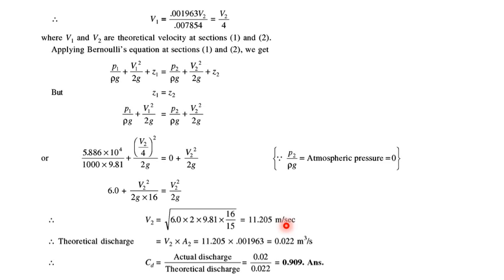So now the theoretical discharge can be A2 into V2, and it is 0.022 meter cube per second, and CD is actual discharge to theoretical discharge. Actual was given as 20 liters, so 0.02 meter cube per second. So CD is 0.909.